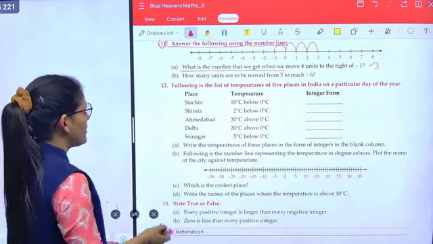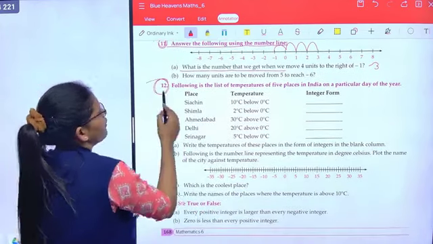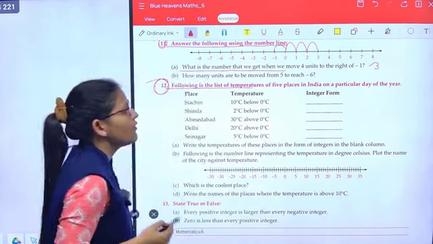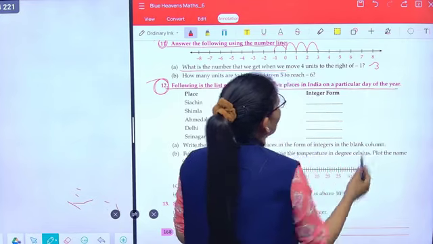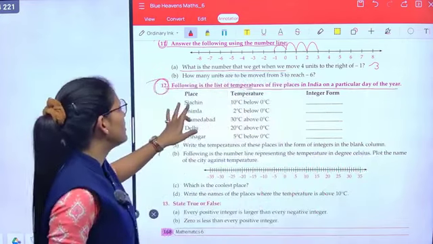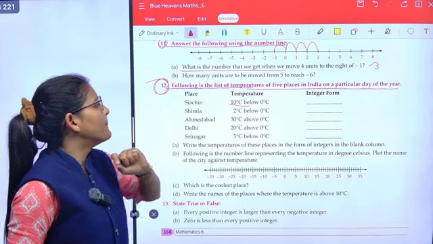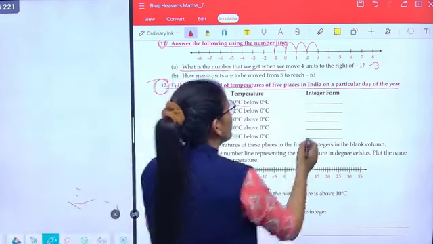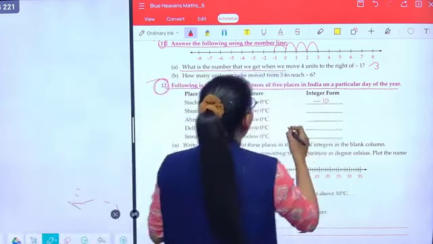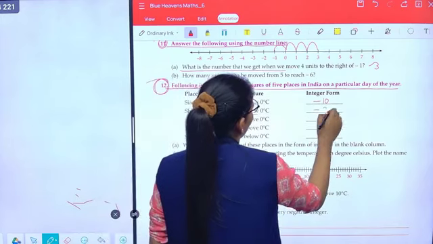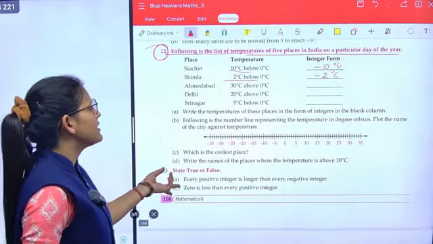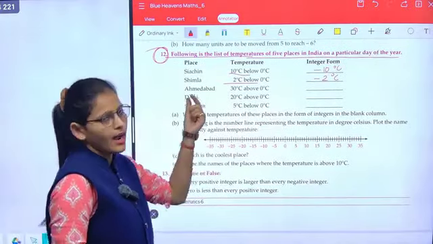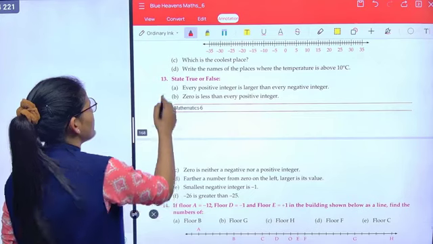Come on, question number 12. Following is a list of temperature of 5 places in India on a particular day of the year. Now class Sachin, 10 degrees below, so class minus 10 degree. Now 2 degree below, minus 2 degree Celsius. Understand class? इसी तरीके से आपको क्लास उसके इंटीजर्स फॉर्म लिखने हैं. Understand? Now class, come on, question number 30.